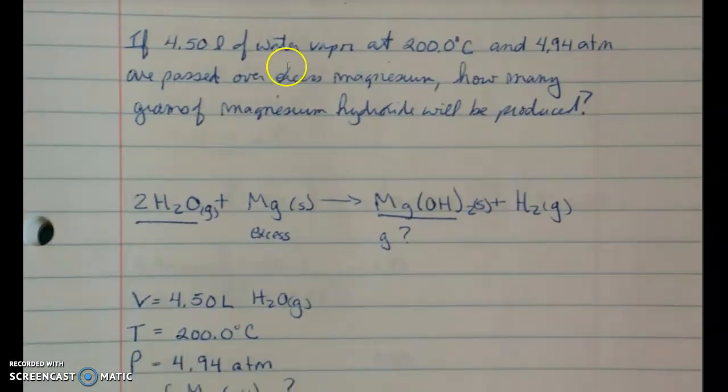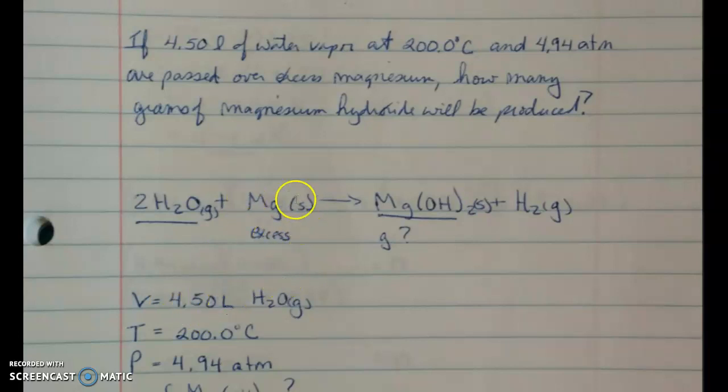All right. So again, we have 4.50 liters of water vapor. That's water in its gas form. So we're talking about this molecule right here, and it tells us the temperature and pressure, 200.0 degrees Celsius, and the pressure is 4.94 atmospheres. That's the conditions under which this experiment is running. And it tells you the volume of that water vapor is 4.50 liters.